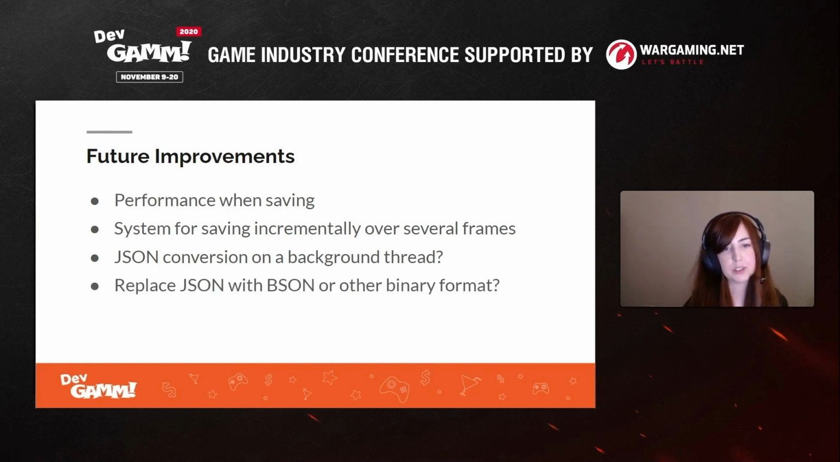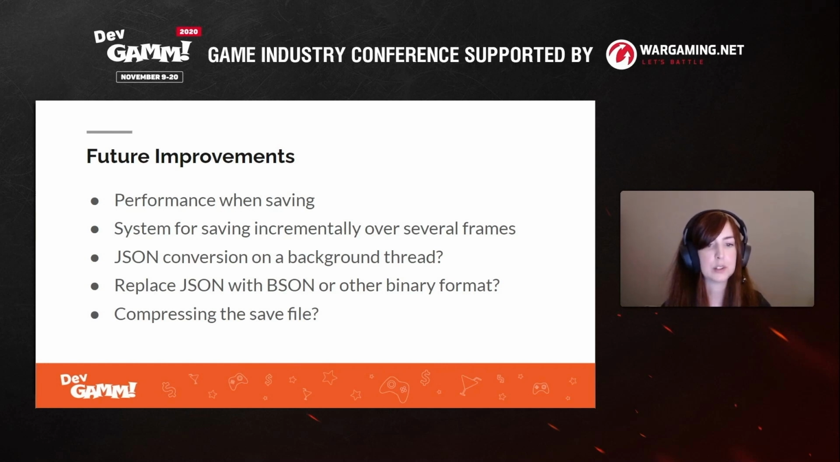We also want to look into BSON and other binary formats, at least for when we go out of early access. BSON is a binary version of JSON that's supposedly faster, so that might be a good fit for us. We might also consider compressing the save file, especially when we add even more objects to the game.